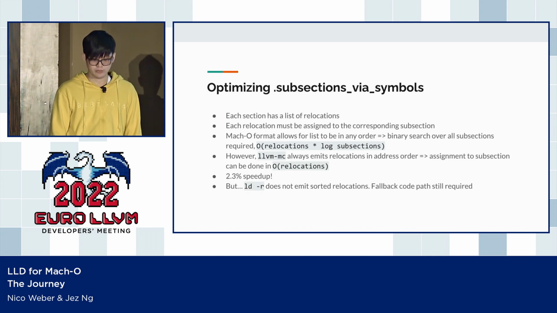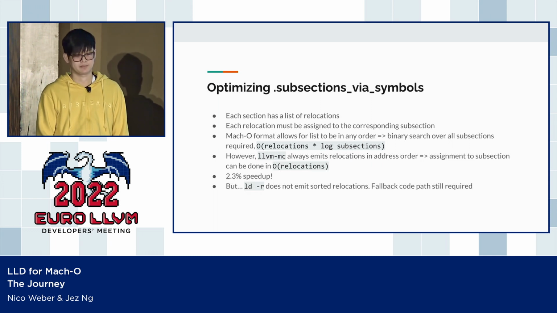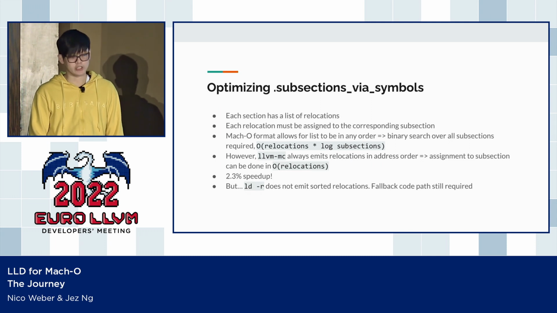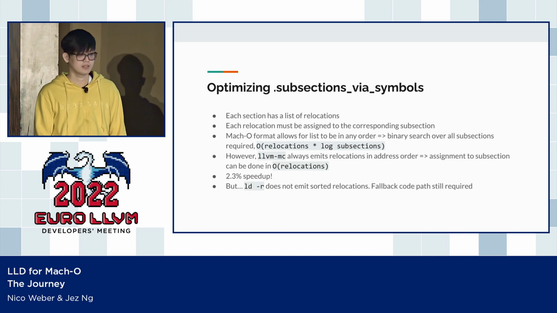Another clever optimization we did involves the assignment of relocations into their subsections. So each section has an associated list of relocations. Now, when we split that section up, we need to match these relocations with their corresponding subsections. We have the list of subsections sorted by address naturally. However, we have no such sorting guarantees for the relocations. Therefore, our initial implementation performed a binary search over the list of subsections for each relocation.